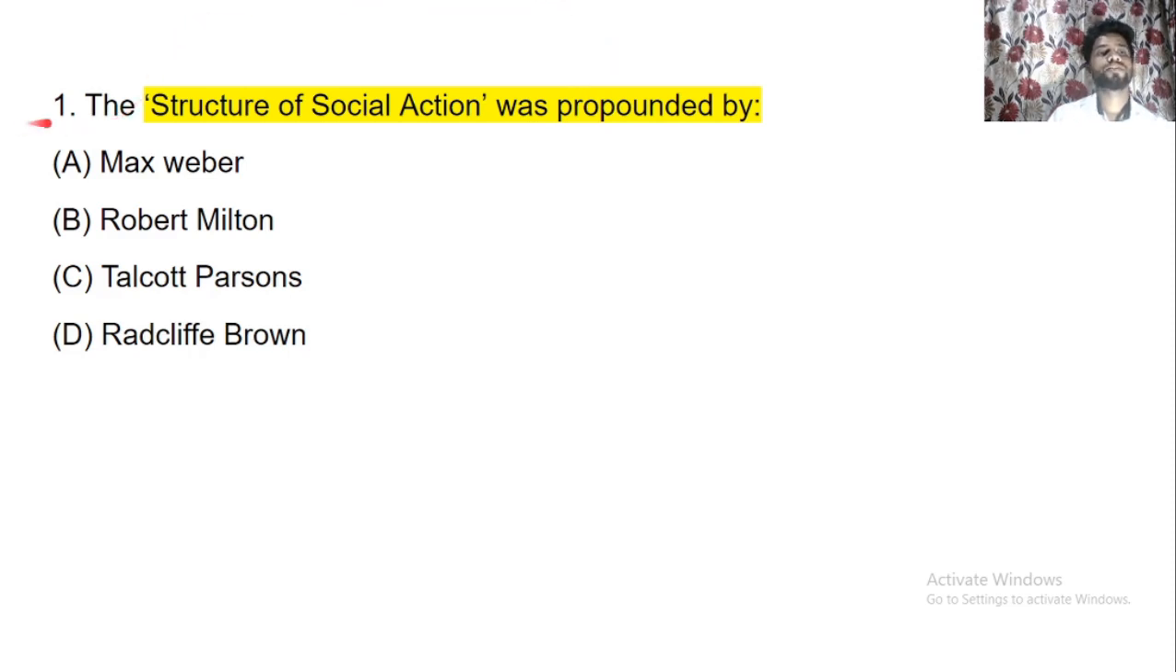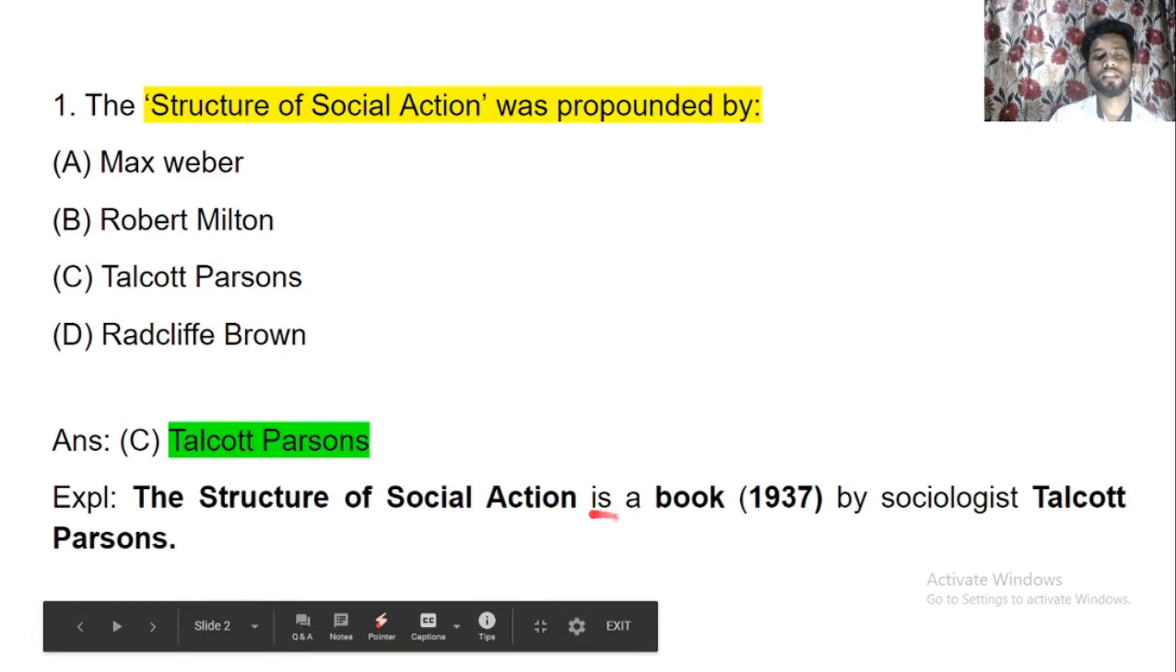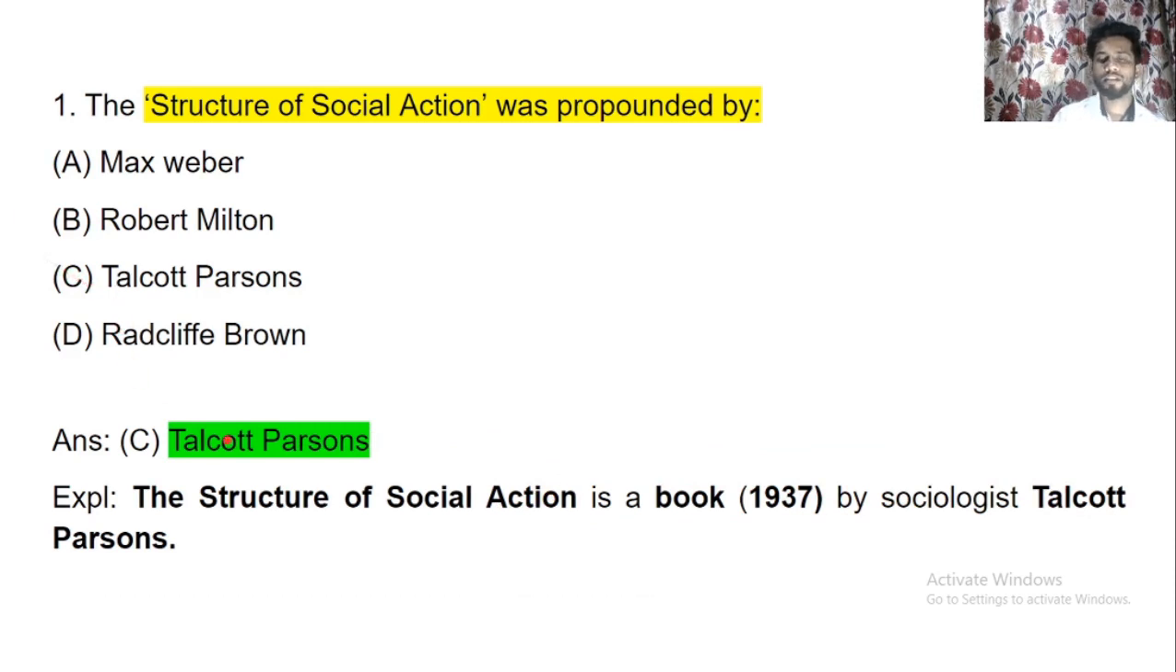Okay, first question is: the structure of social actions was propounded by whom? This was propounded by Talcott Parsons. The Structure of Social Actions is a book published in 1937 by the sociologist Talcott Parsons. So who was Talcott? Talcott was a sociologist. So this is your answer, Talcott Parsons.